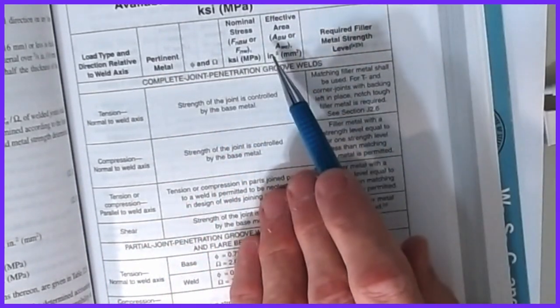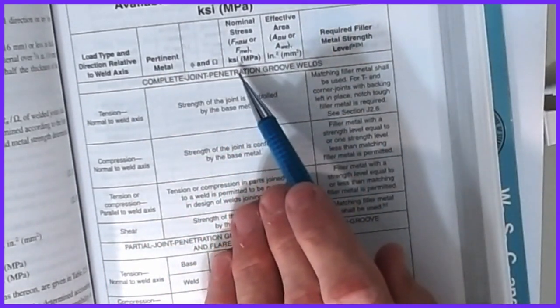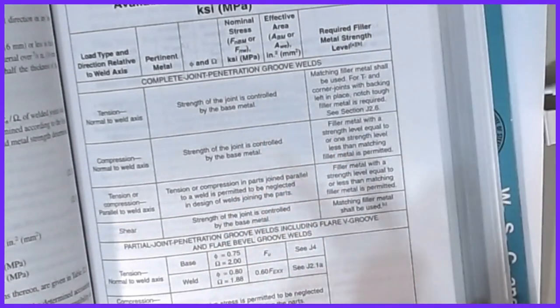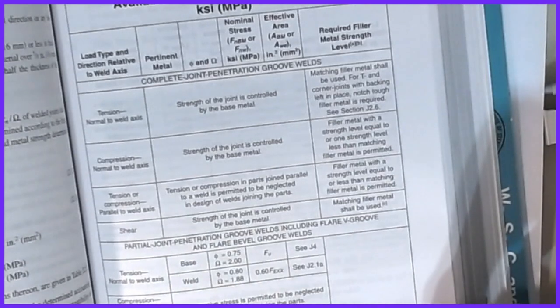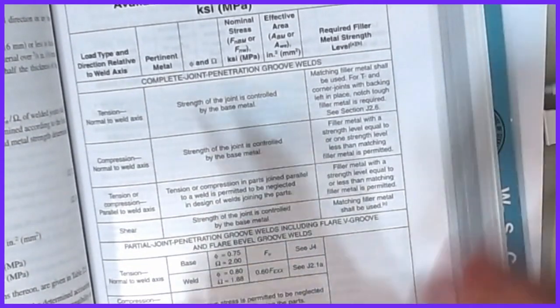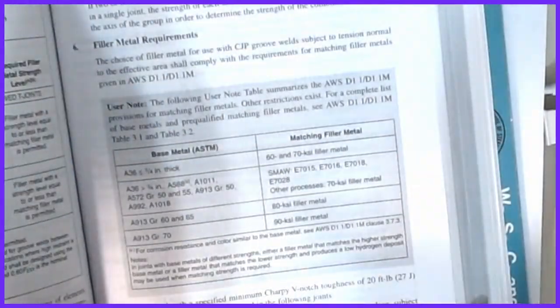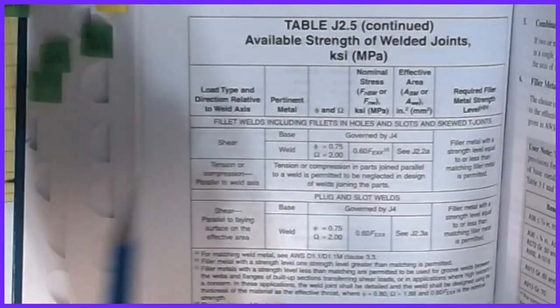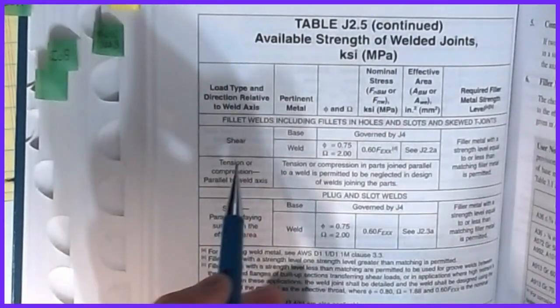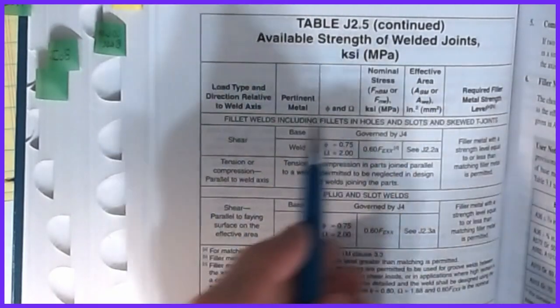It gives you a phi factor, it gives you the nominal stress associated with the base metal, and then it gives you the areas associated with these calculations that we're going to look at. And I'll explain that here in a second. The next is our partial penetration groove welds. And then on the last page, if you flip it over, we're looking at fillet welds, including fillets and holes and slots. These shear connectors, and everything that we want is right here, okay?